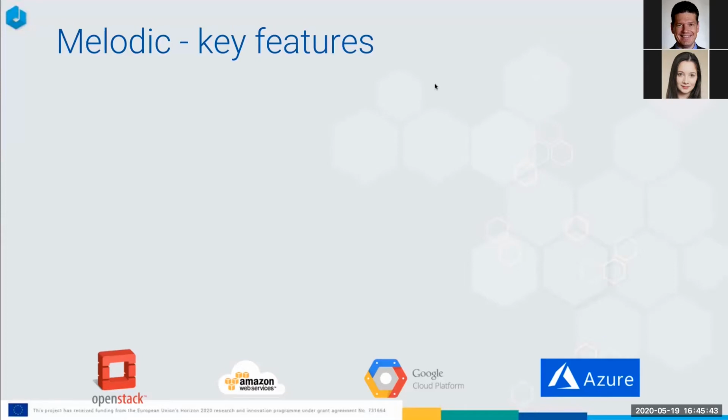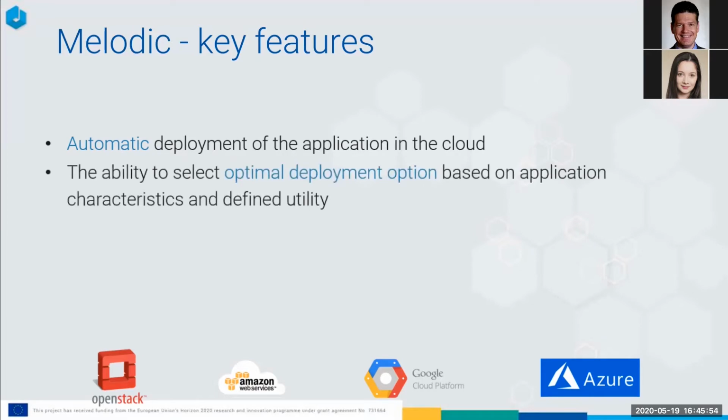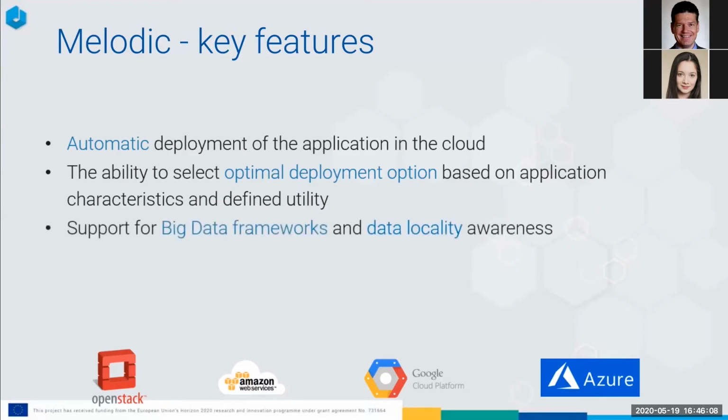So what are the key features of Melodic? Well, as I said, it's autonomic deployment, and that is the key thing here, that Melodic takes care of your application. It acts on your behalf for the application. And it does so in order to maximize the utility of the application seen from your point as the application owner. So it's based on the application characteristics and the measurement of the real application, and then it tries to reconfigure to the best possible way.